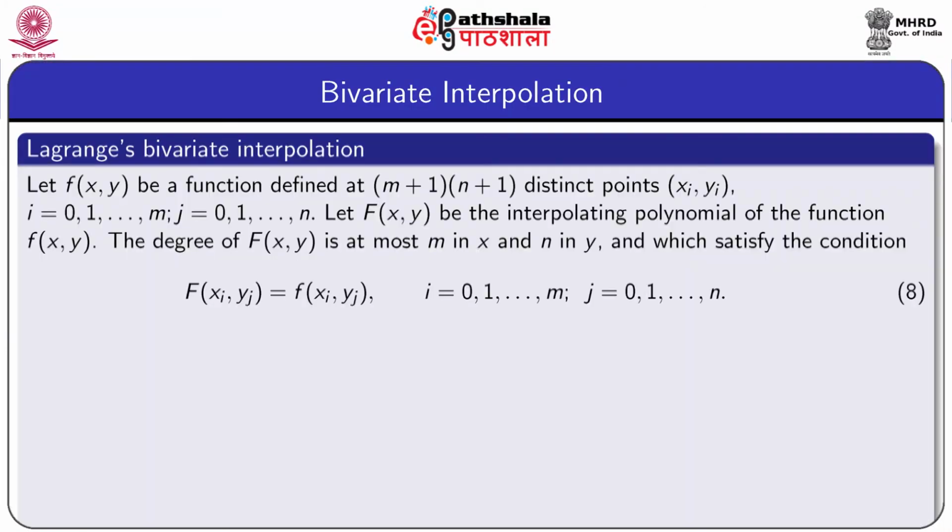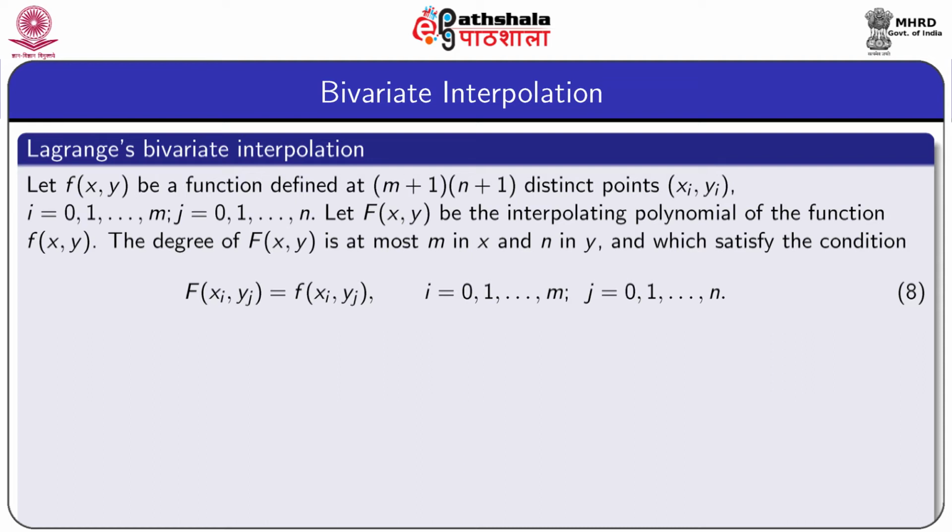Now, we shall discuss other bivariate interpolation methods. One is called the Lagrange bivariate interpolation method and other is called Newton bivariate interpolation method. The Lagrange bivariate interpolation method is a straightforward extension of Lagrange univariate interpolation method, but the Newton bivariate interpolation method is somewhat different. It is not exactly the extension of the Newton single valued interpolation formula. Now, we discuss Lagrange bivariate interpolation method.